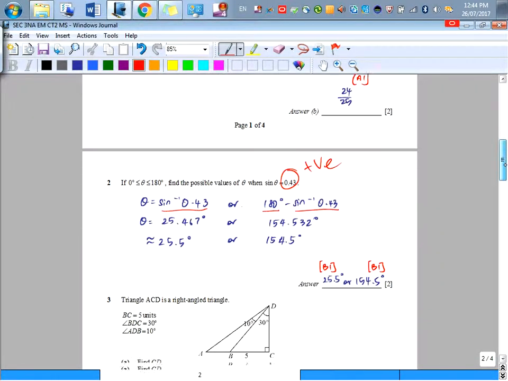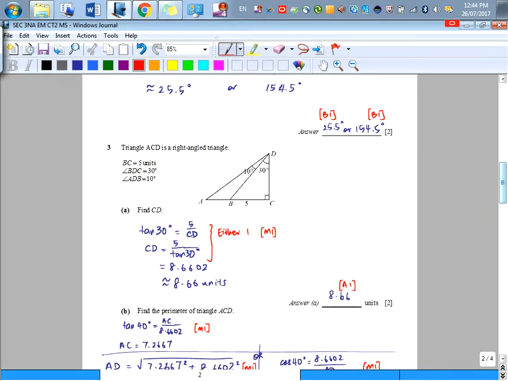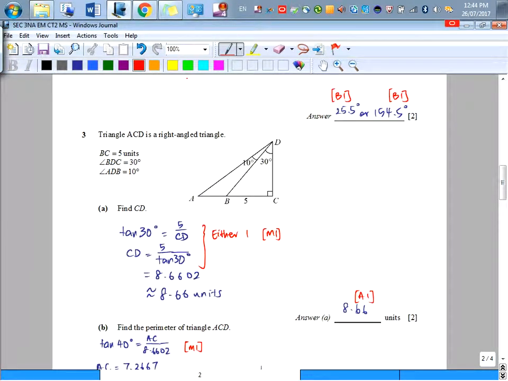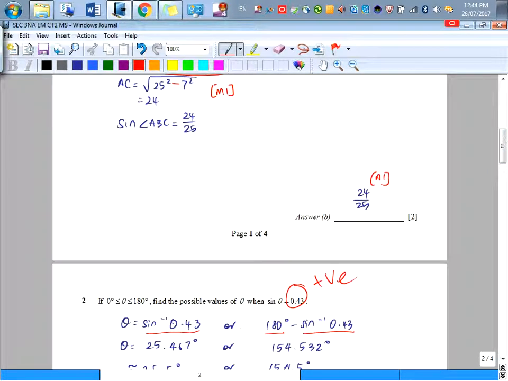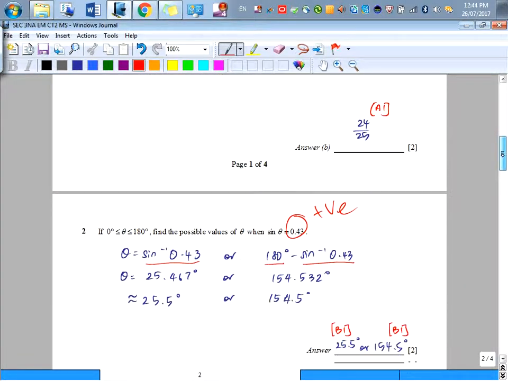Okay, next. Again, I give you a right angle triangle. I realized that once I taught you your sine rule, then you all just keep using sine rule for everything, when you can actually just use your sine, cosine, tangent. Well, if you apply it correctly, you will still get the full marks, you will still get the correct answers, but it takes you a little bit more time.